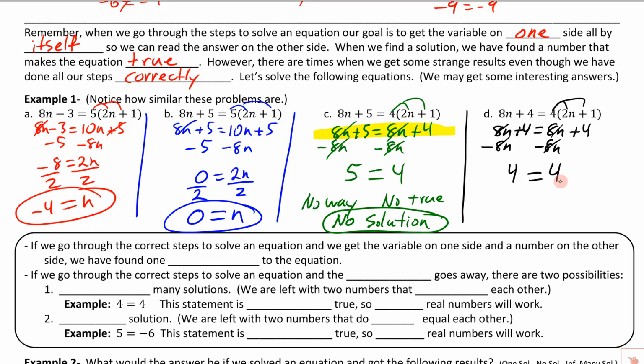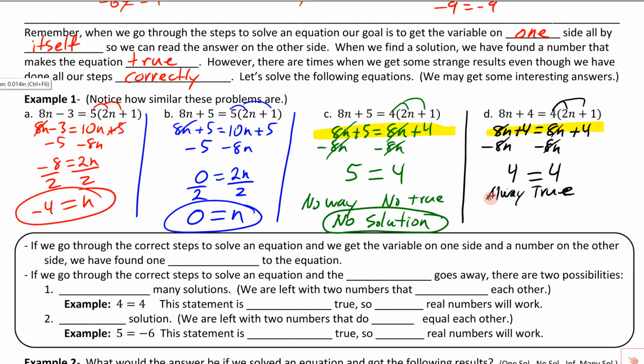The whole point of solving an equation is to find a number that makes the equation true. By solving this one, and we did all the steps correctly, we end up with an equation that says 4 equals 4. This is always true. There is nothing that we can do to mess this up. 4 always equals 4. If we trace this back up and take a look at this line right here, 8n plus 4 equals 8n plus 4. Well, the two sides are the same. No matter what we plug in there, both of the sides are still going to be exactly the same.